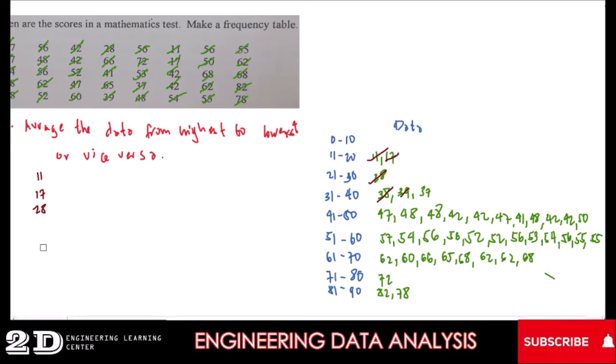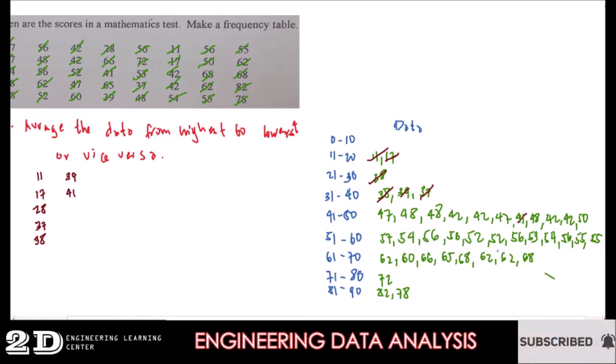So just erase first. This one, the lowest is 37, so we first write 37. Because we are trying to arrange this from lowest to highest, we have 37, then 38. So the 39 will just be written here. Okay, now we will go to this one. So we have 40, 41. Next to 41 is 42.